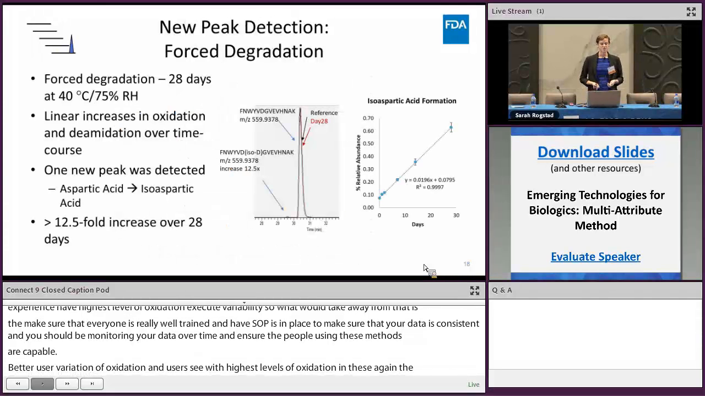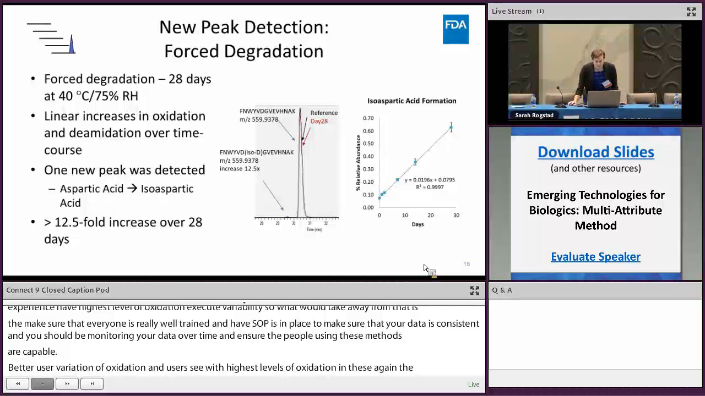So for new peak detection, we looked at a forced degradation study. So we had a 28-day forced degradation study at 40 C and 75% relative humidity. And when we looked at our PQAs over time, we saw linear increases in both oxidation and deamidation. And when we looked at the new peak detection for this study, we found 1 new peak, and that was a change from an aspartic acid to an isoaspartic acid.